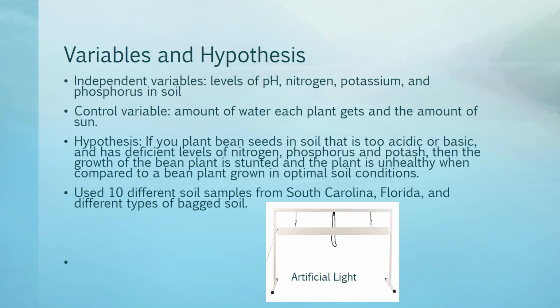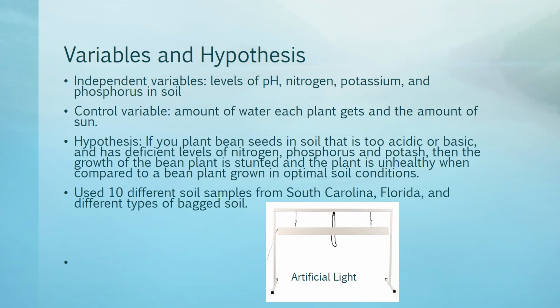After doing a bit of research, I could finally proceed with my project and determine the variables. The independent variables I changed were the levels of pH, nitrogen, potassium, and phosphorus in soil by collecting soil samples from different areas. By collecting from different areas, I can ensure that I get different levels of nutrients. A control variable I had was the amount of water each soil gets and the amount of sun.